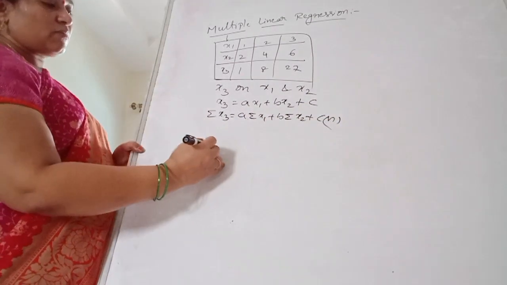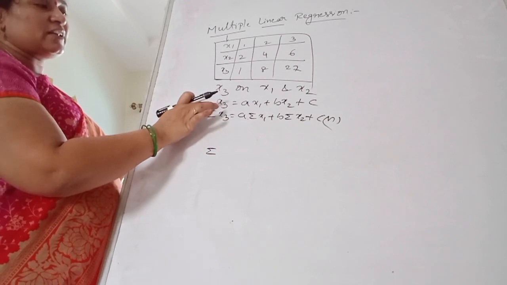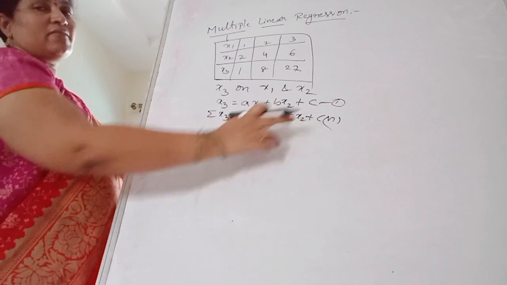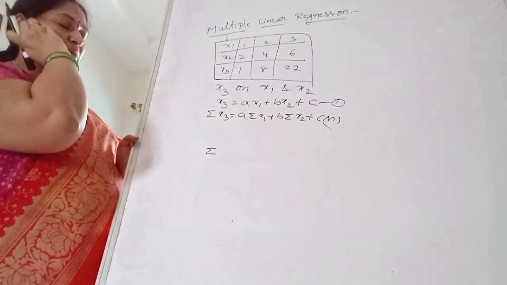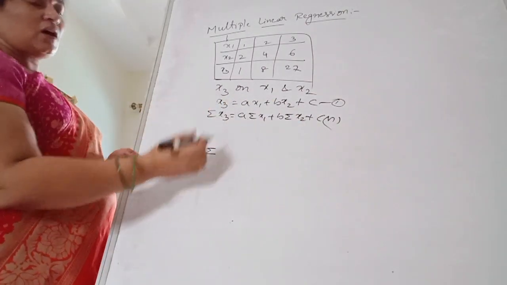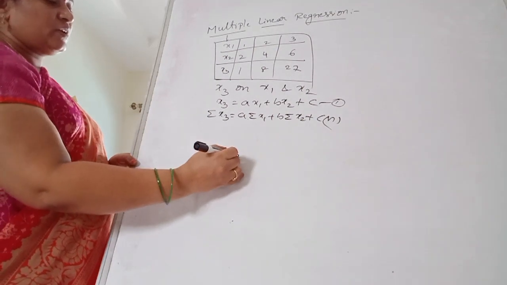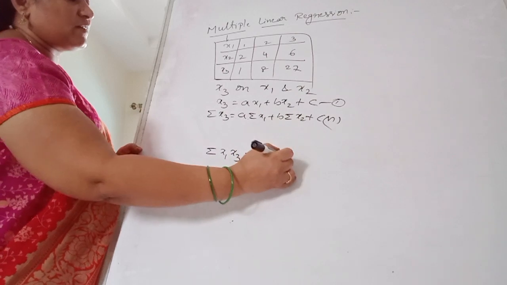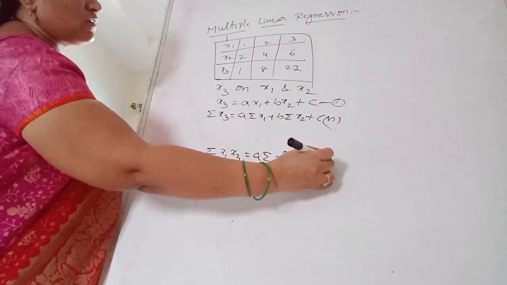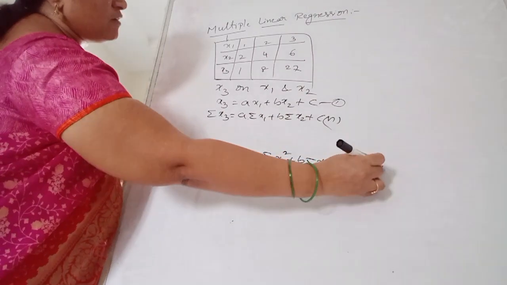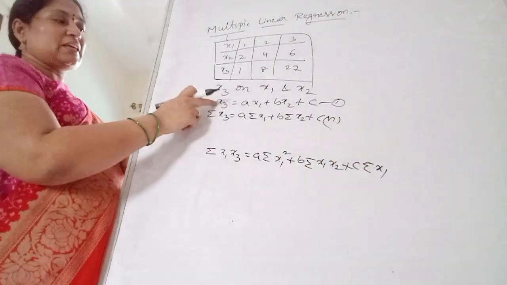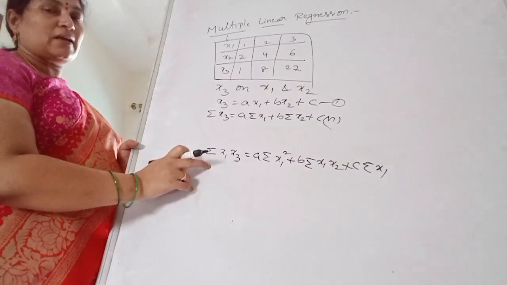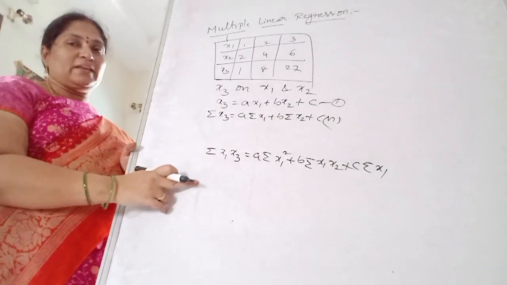Next, another normal equation is obtained by multiplying this relation with the independent variables. First we multiply with x1 on both sides. After that we take the summation. Summation of x1 x3 is equal to a into summation of x1 square plus b into summation of x1 x2 plus c into summation of x1. We multiply with x1 on both sides and then apply the summation on both sides. This is the first normal equation.